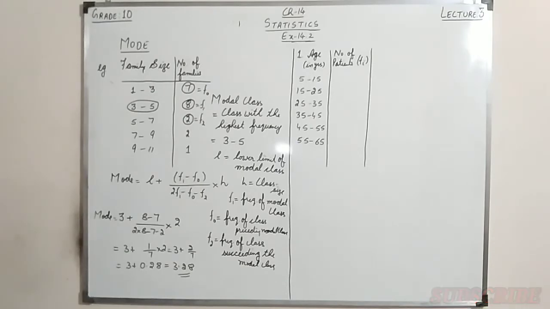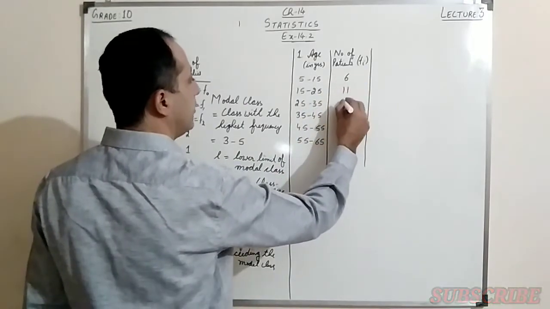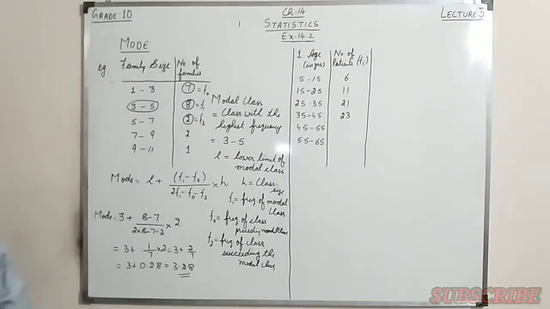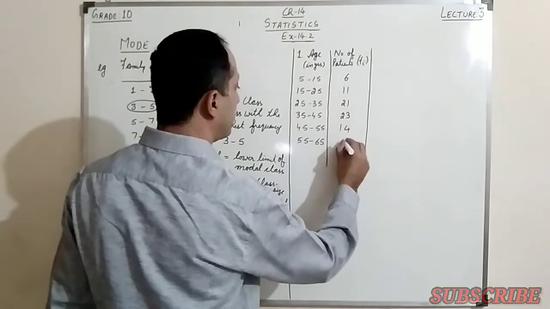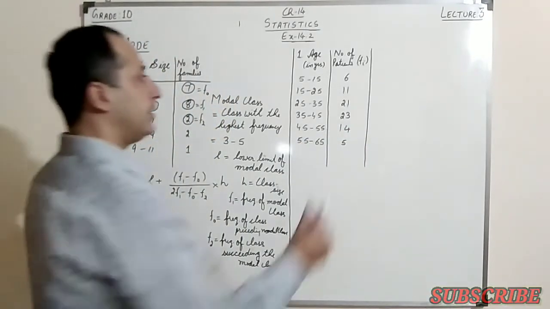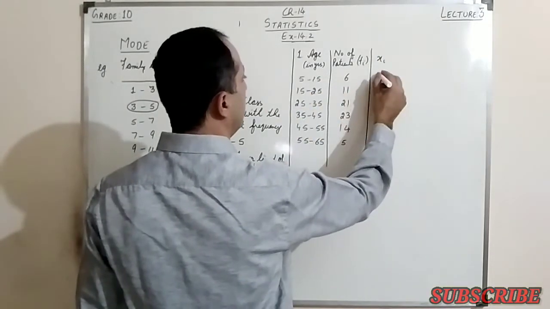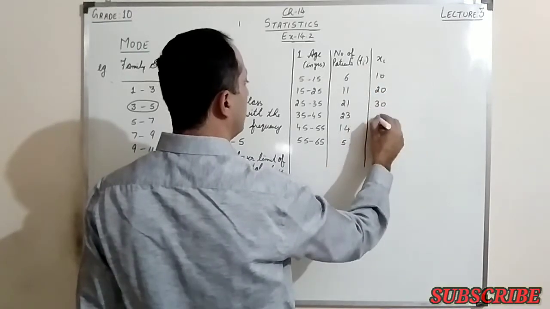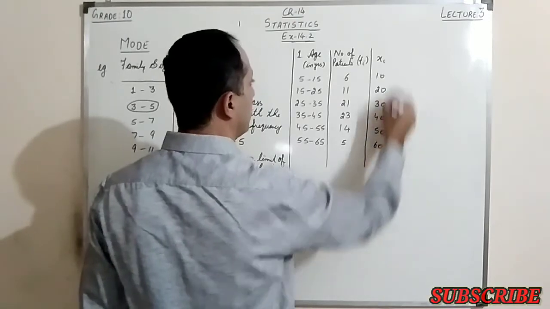This is 6, 11, 21, 23, and finally we have 14 and 5. Now, if you have to find the mean, the first step is to find xi, that is the midpoint. So xi's are basically here, this is 10, then we have 20, 30, 40, 50, and then we have 60.